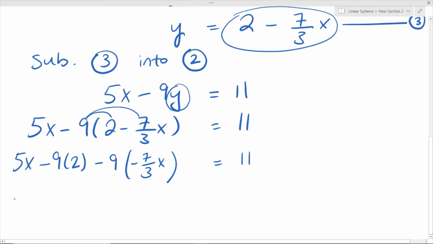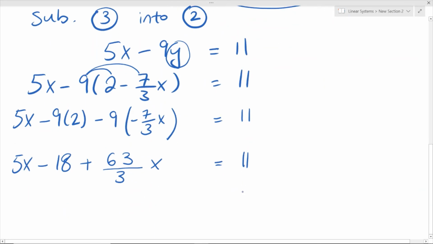So 5x, we're going to simplify, minus 9 times 2 is going to be negative 18, and then we have negative 9 times negative 7. Well, a negative and a negative makes a positive, so it's going to be positive. 9 times 7 is going to be 63, so this is going to be 63, and then over 3, and then the x right here. It's going to be equal to 11.